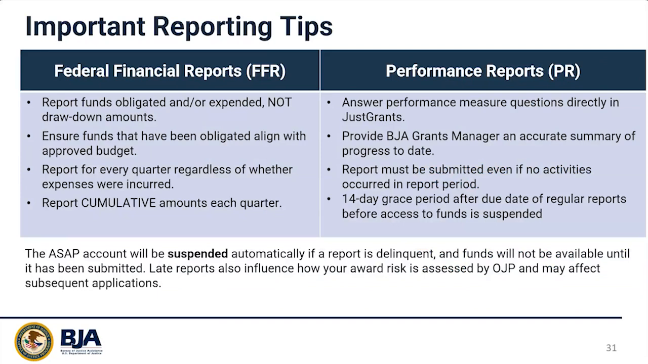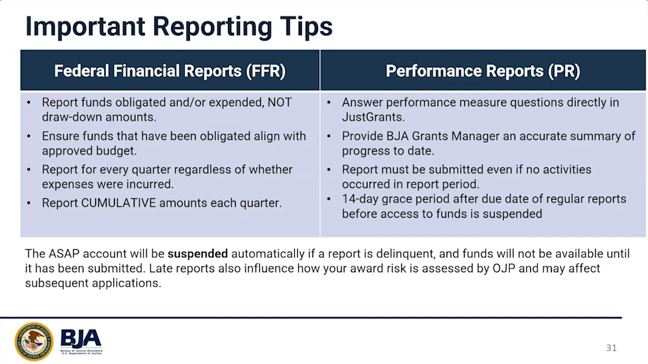Important reporting tips that we would like to share. For your federal financial reports: report funds obligated and/or expended, not drawn down amounts. Ensure funds that have been obligated align with your approved budget. Report for every quarter, regardless of whether expenses were incurred. And report cumulative amounts each quarter.